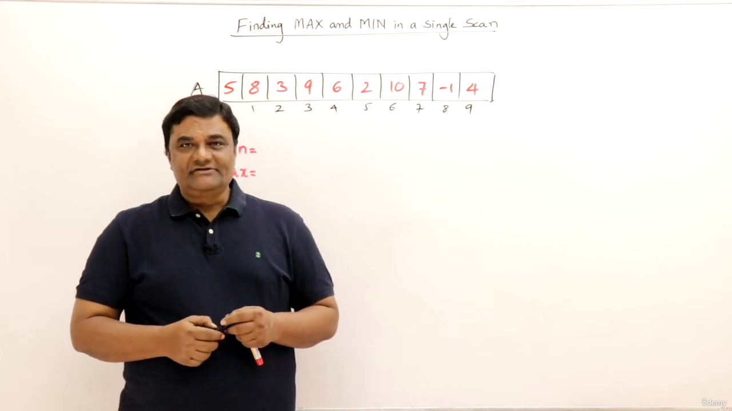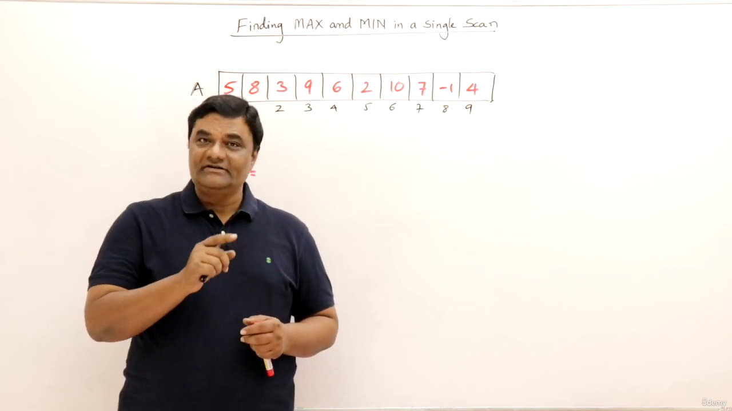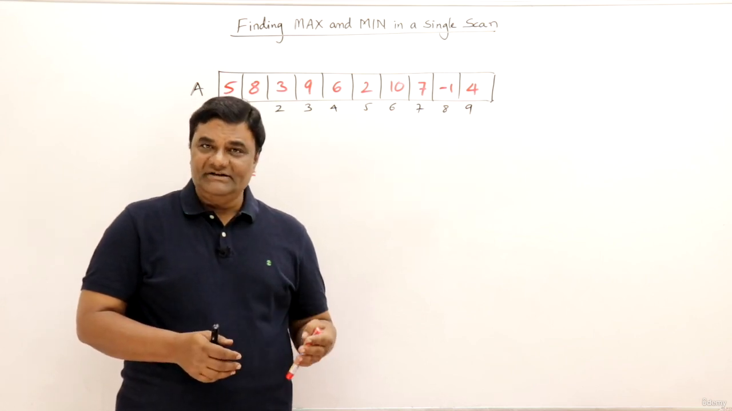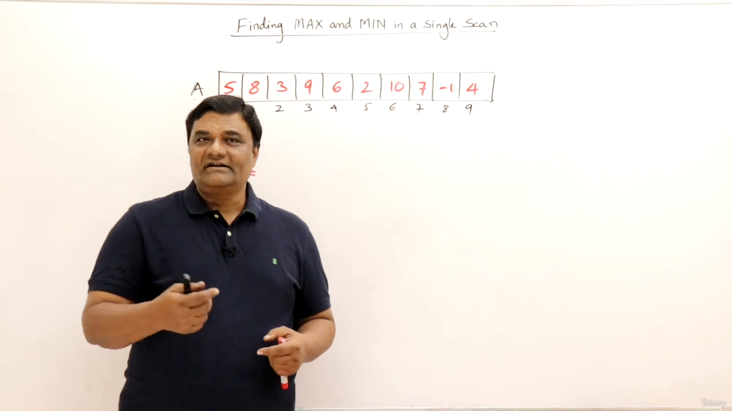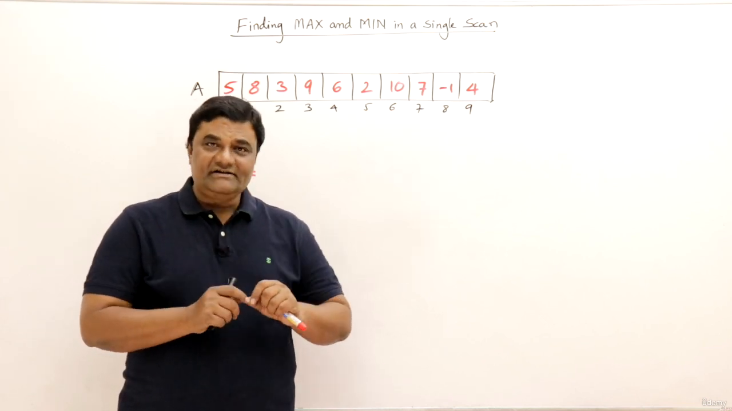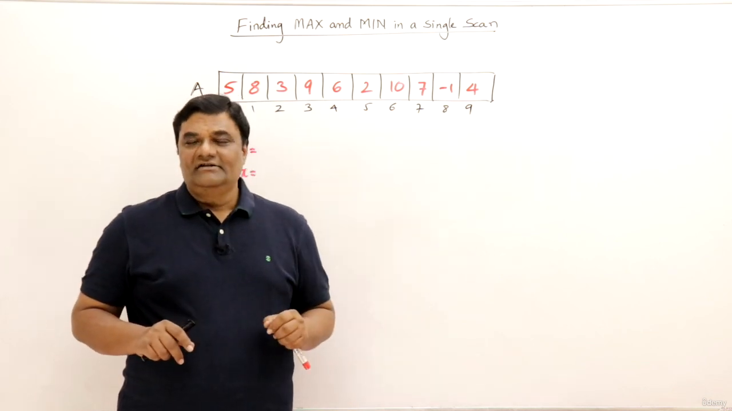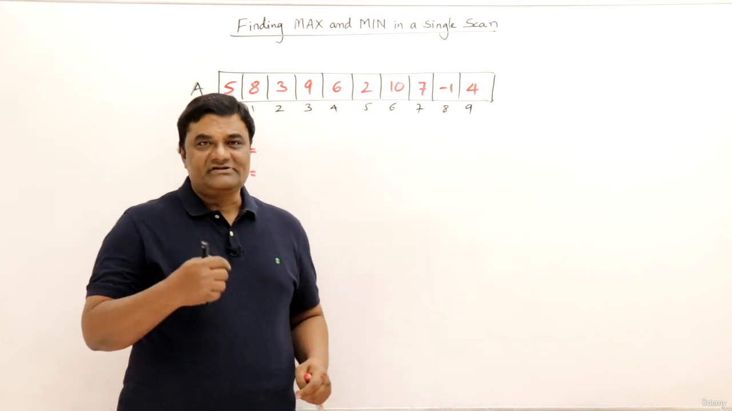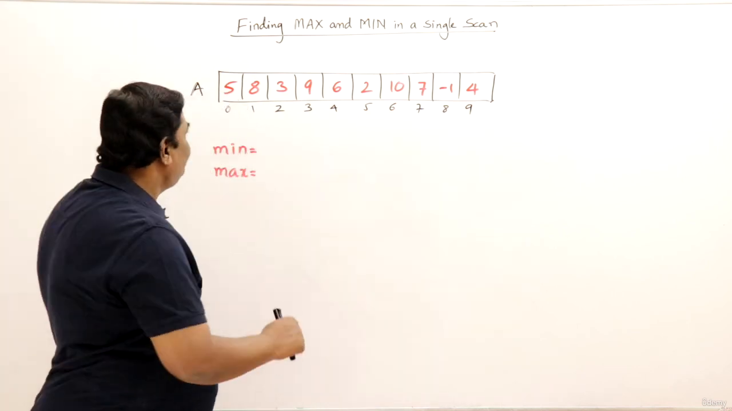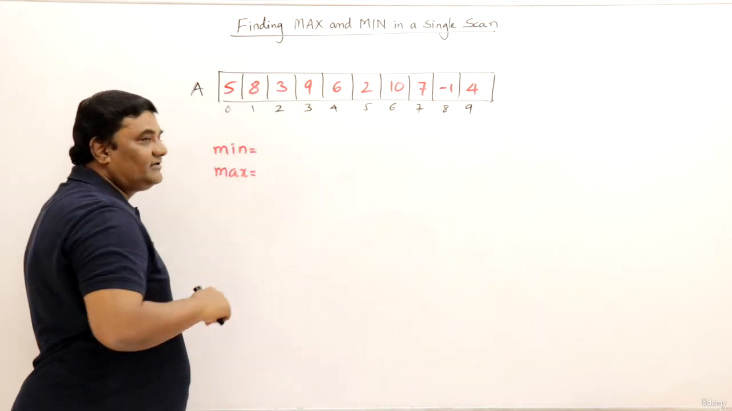Now let us look at a procedure for finding maximum as well as minimum element from a given list of elements. We have already seen how to find maximum element, and we can write a procedure. Similarly, we can write a procedure for finding minimum, but the question here is we want to do it simultaneously in a single scan. So let us see how it is possible. I have a given array here with some elements, and the maximum element here is 10 and the minimum element is -1. So that's what I want.